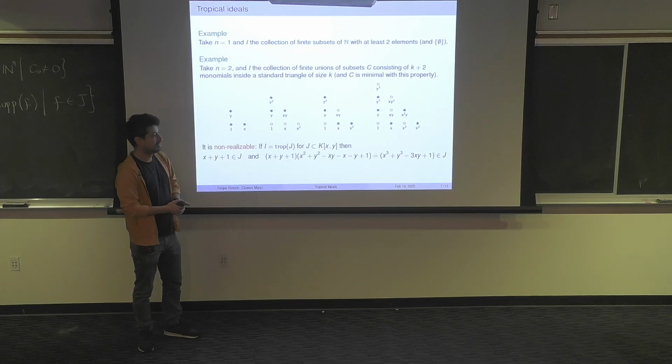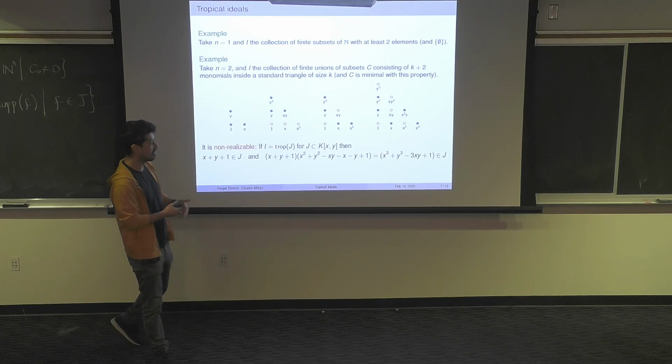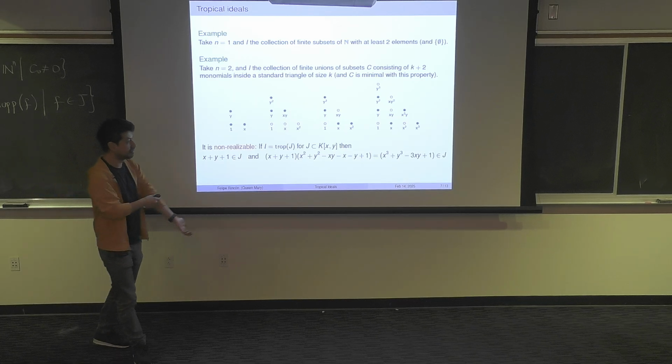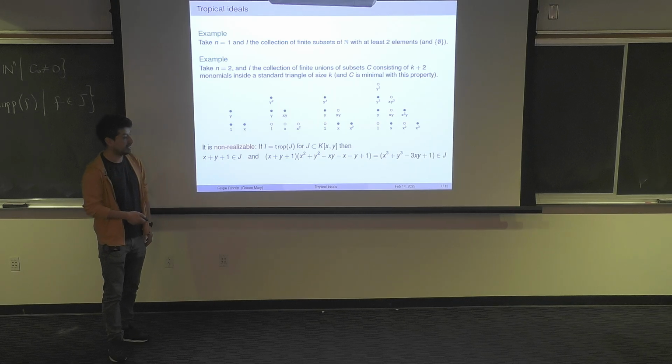So realizability is tricky, is what I'm saying. It's realizability of ideals. And constructing these non-realizable ideals is hard. I would love to know more examples. This is basically one of the few examples we know of non-realizable ideals.